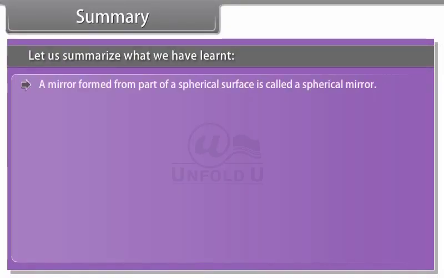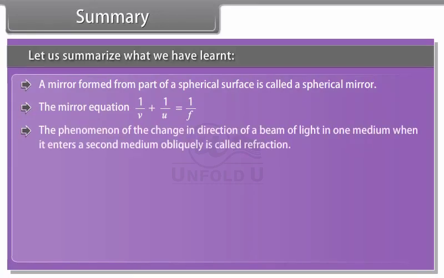Summary. Let us summarize what we have learnt. A mirror formed from part of a spherical surface is called a spherical mirror. The mirror equation: 1 by v plus 1 by u is equal to 1 by f. The phenomenon of the change in direction of a beam of light in one medium when it enters a second medium obliquely is called refraction.